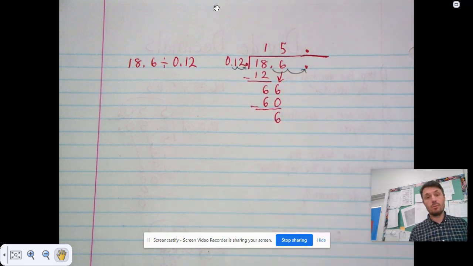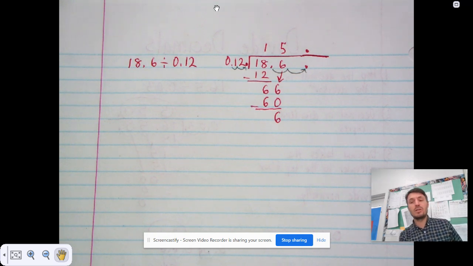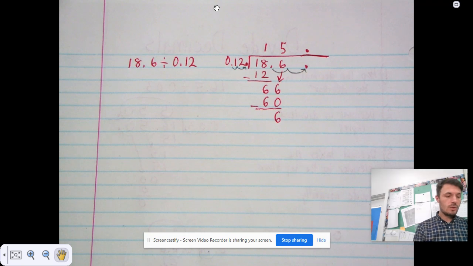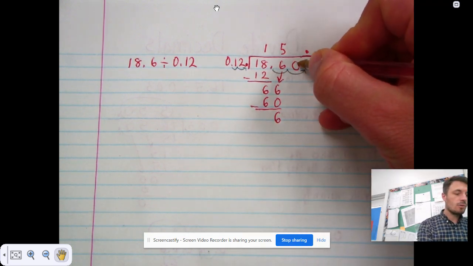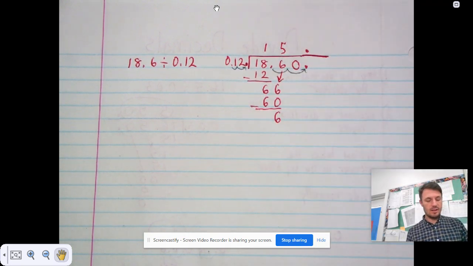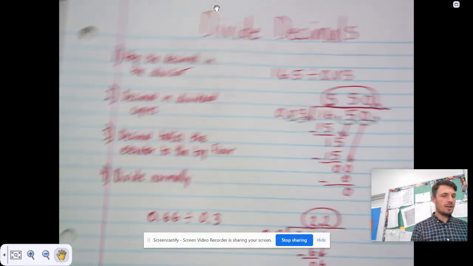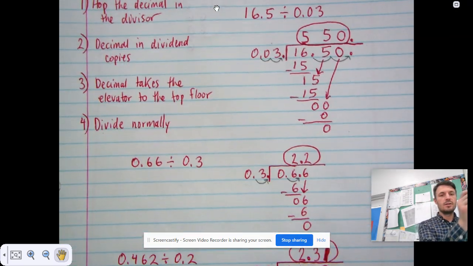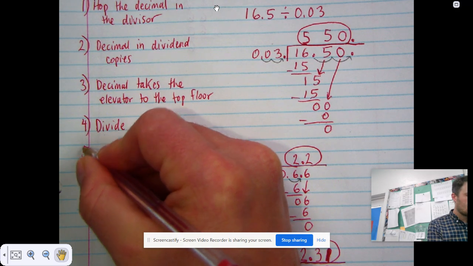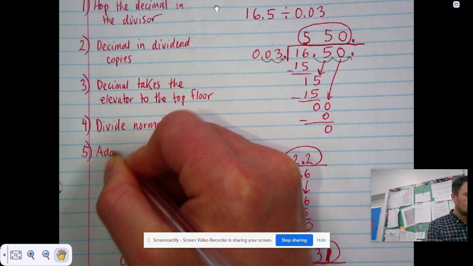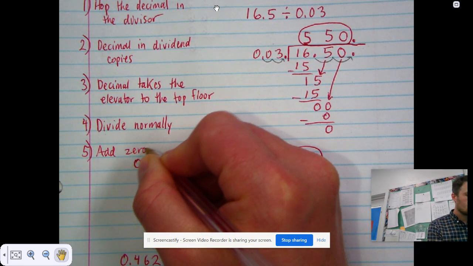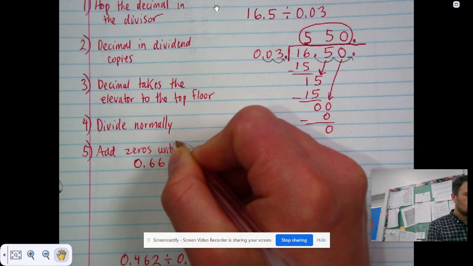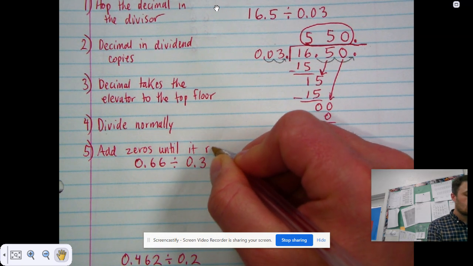Now, do we write remainder 6? No, we don't do that. When we have decimals in division, we don't write remainders. Instead, what do we do? We add zeros to the right. So that's the one step that we didn't add over on this side. Step 4 is divide normally. Step 5 is add zeros until it resolves.